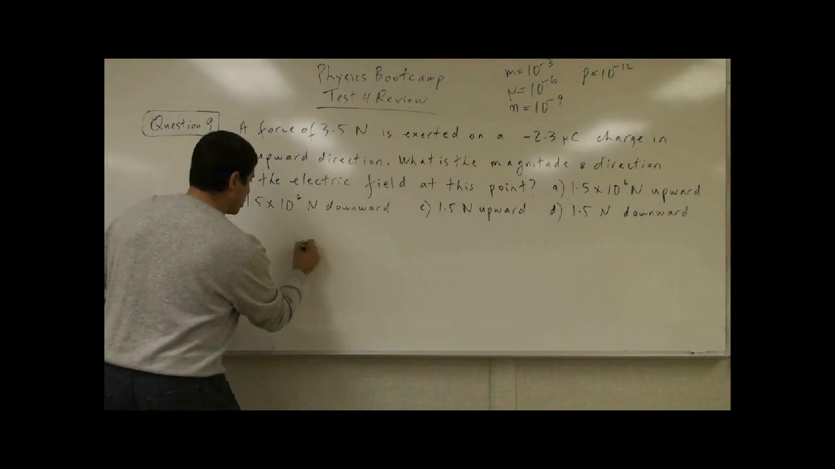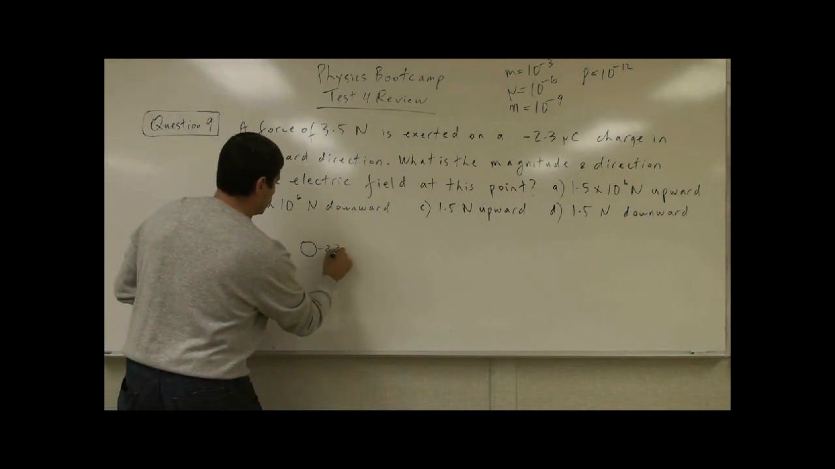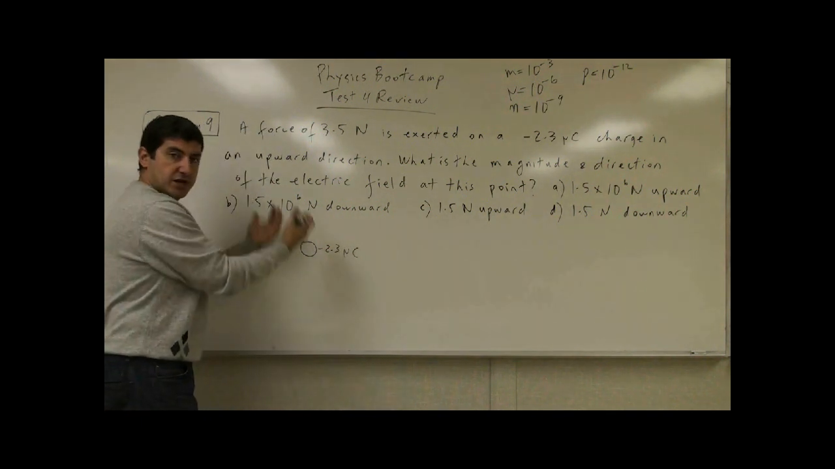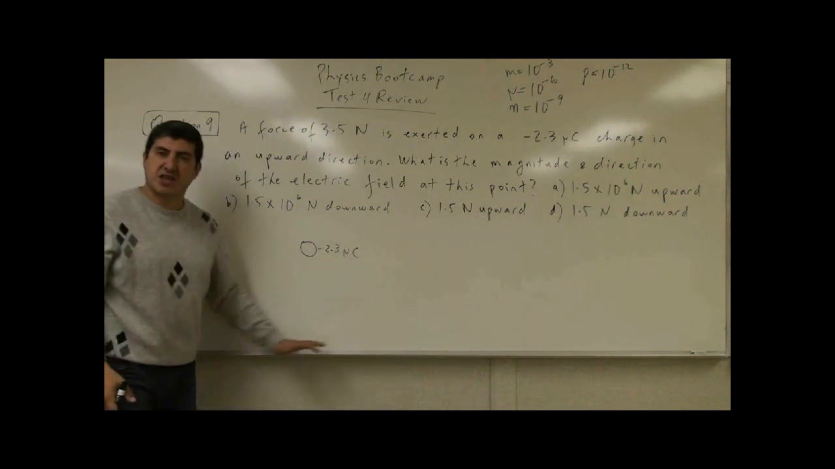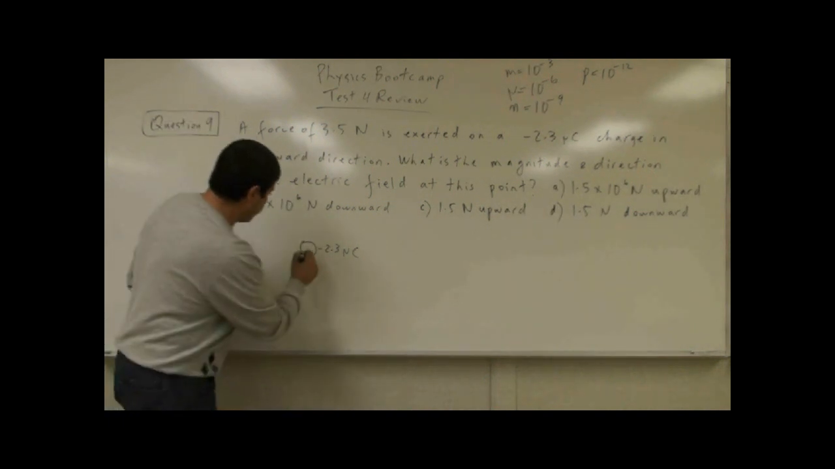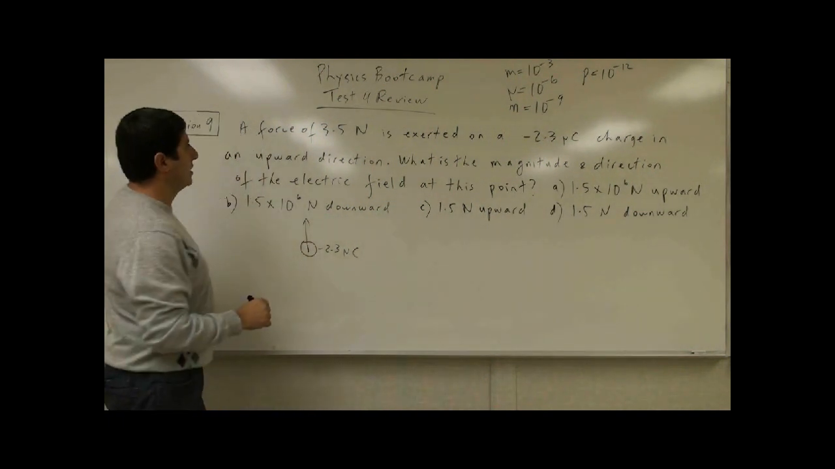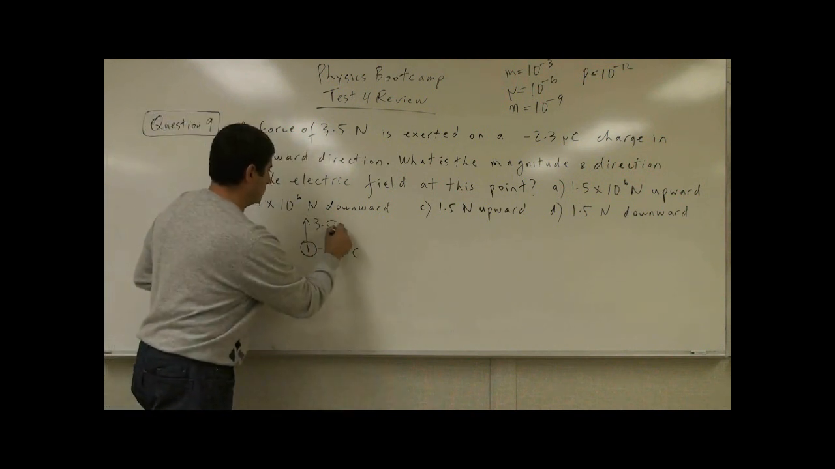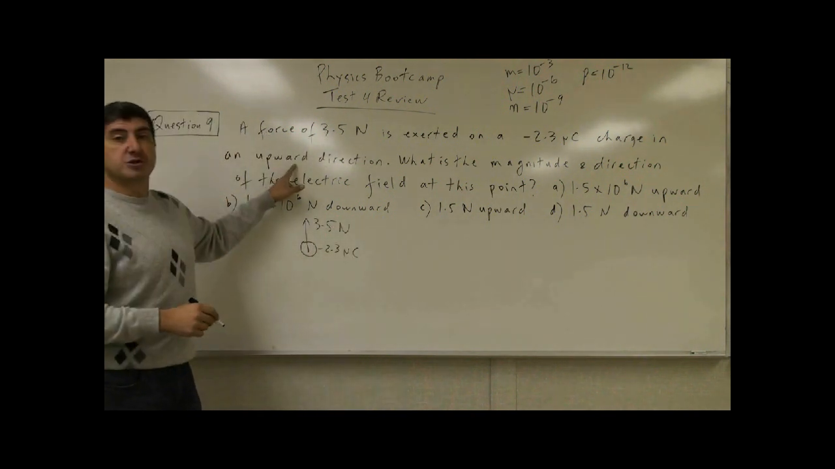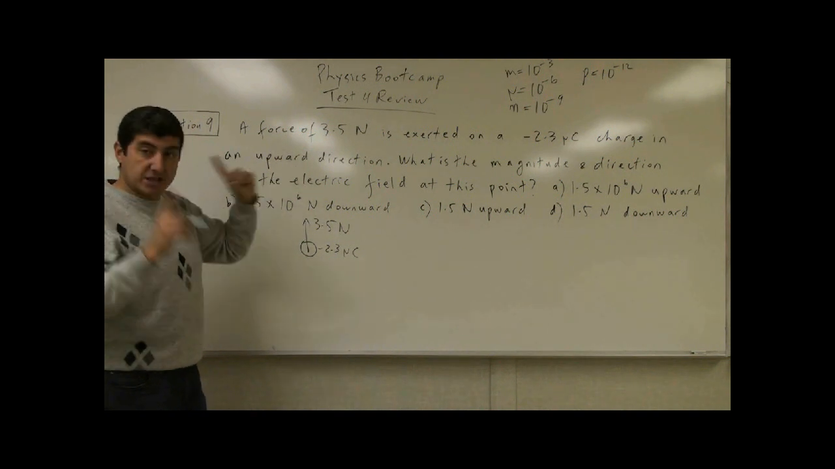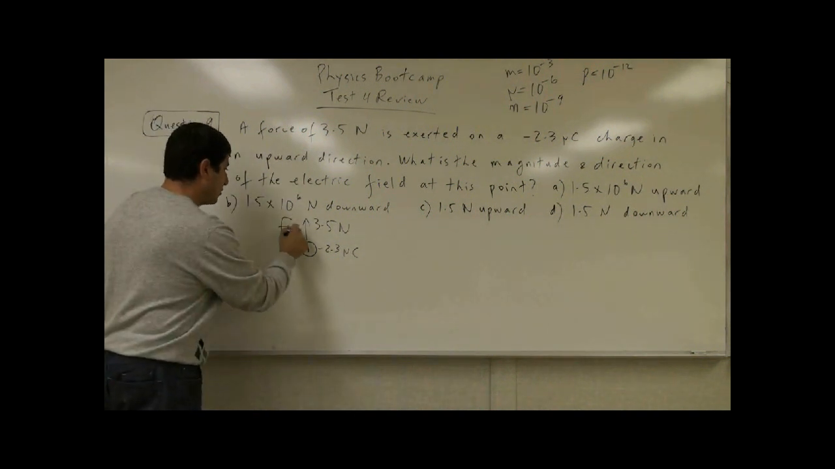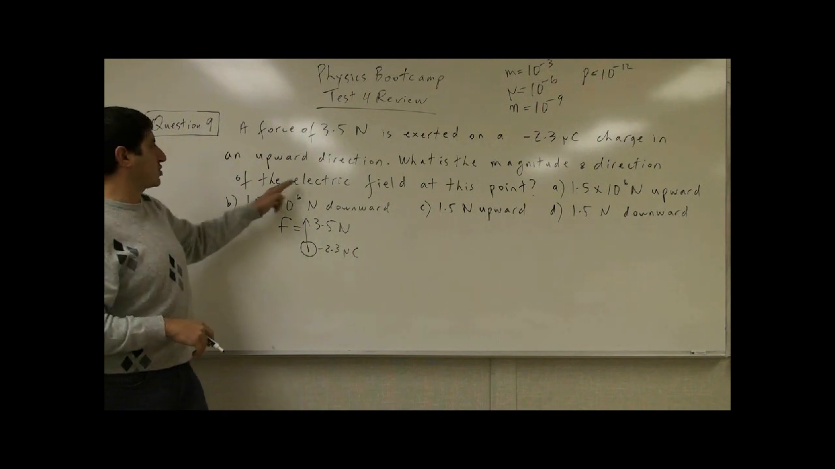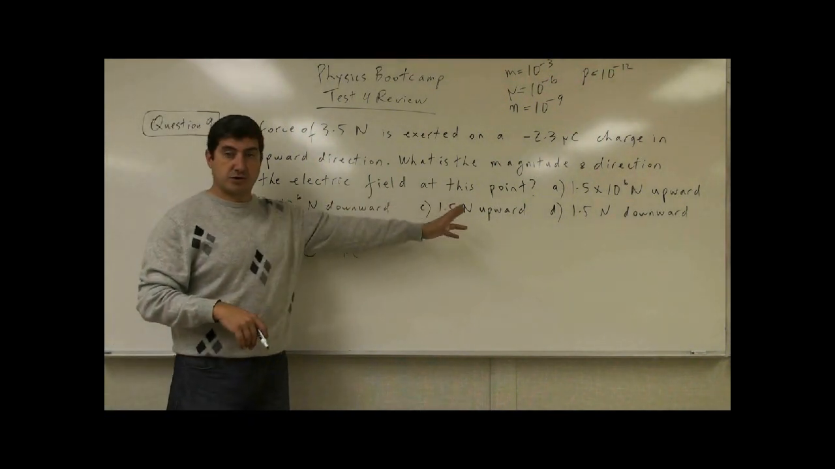So we have this charge, negative 2.3 microcoulomb, and there's a certain electric field there, set up by something, and then that electric field is exerting a force of 3.5 newtons in the upward direction. Okay, so that's the force. F equals 3.5 newtons up. What is the magnitude and direction of the electric field at this point?